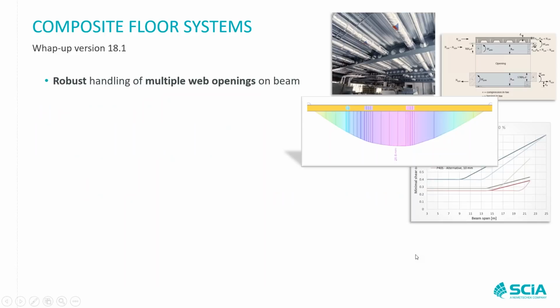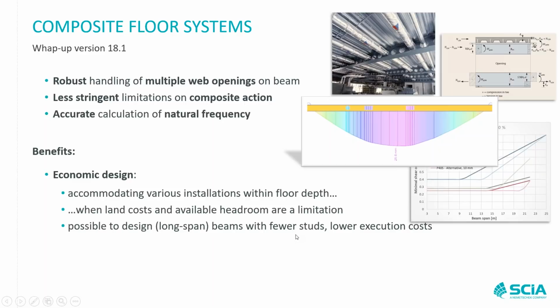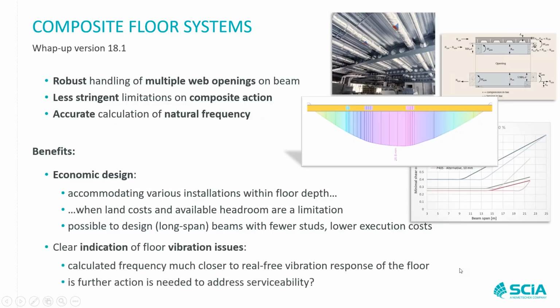So the wrap up for version 18 for composite. We have a robust handling of multiple web openings on the beam. On the level of analysis, here you can see how the deflections are changing when you have openings along the beam, and also on the level of the checks. We have less stringent limitations on the composite action based on the Steel Construction Institute publication, and we have an accurate calculation of the natural frequency. The benefit is that you can design more economically, first by allowing the installations to pass through the floor, and second by using fewer studs to provide minimum composite action. And also you have a clear indication of floor vibration issues.